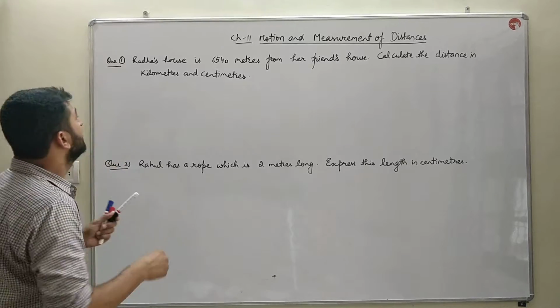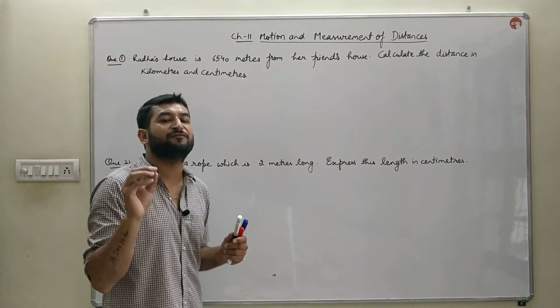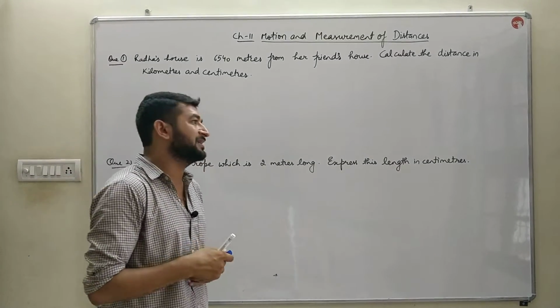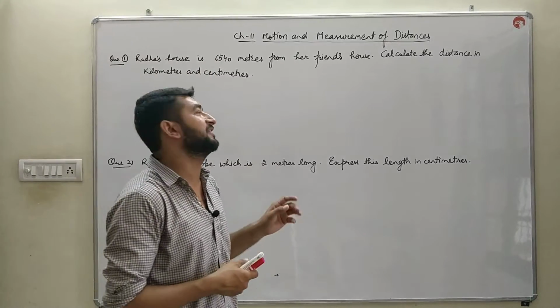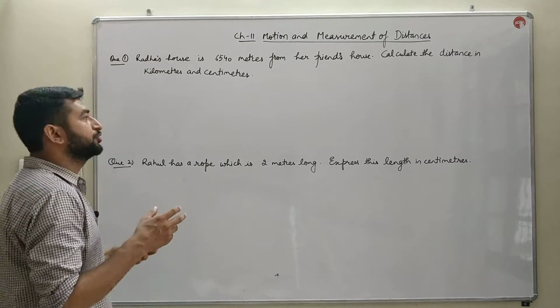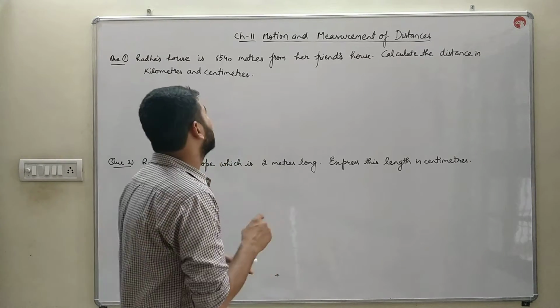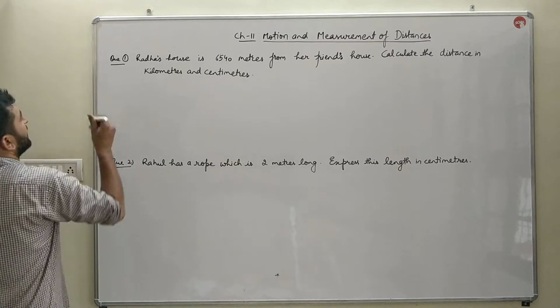The first one is, Radha's house is 6,540 meters from her friend's house. Then the question is asked, calculate the distance in kilometers and centimeters. First we'll do it in kilometers.